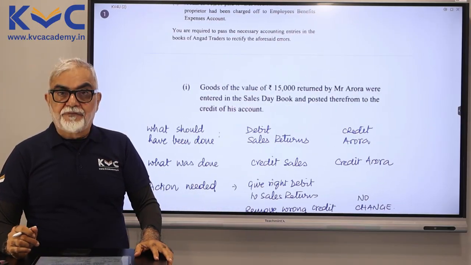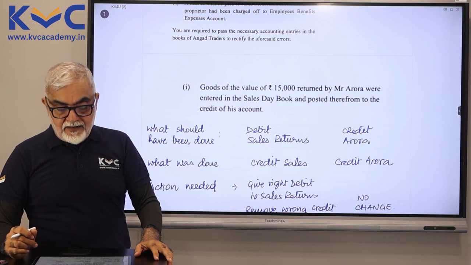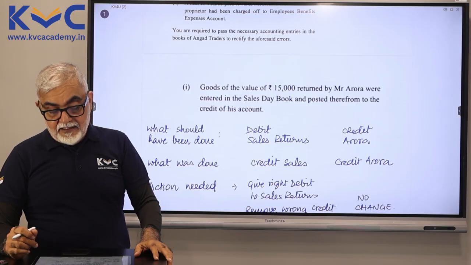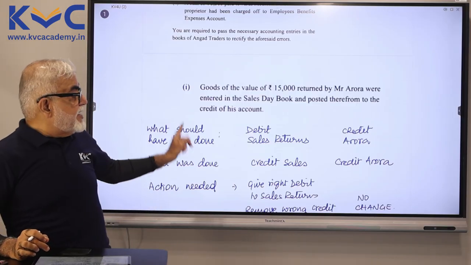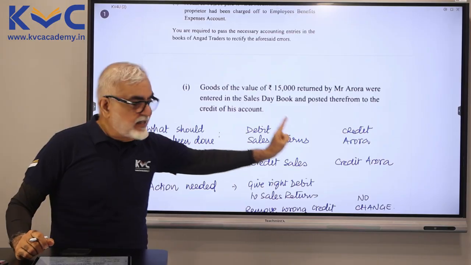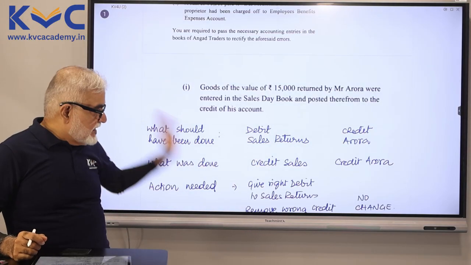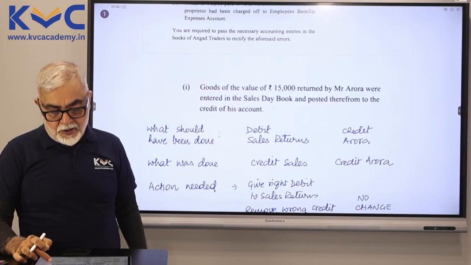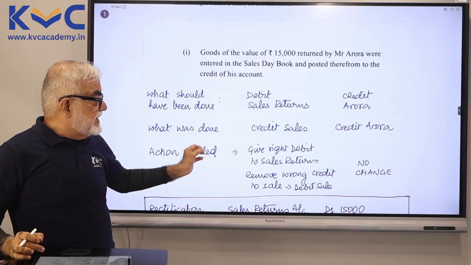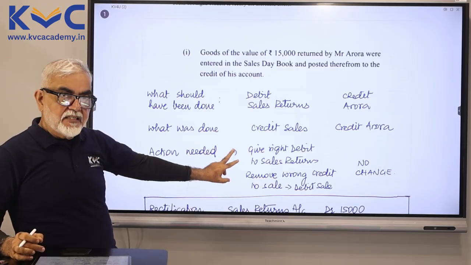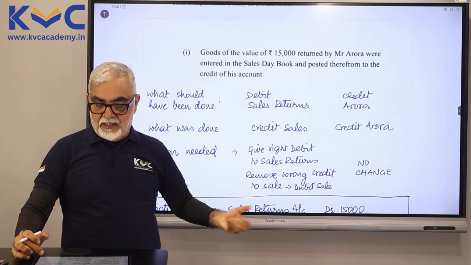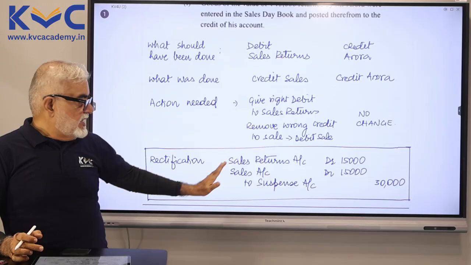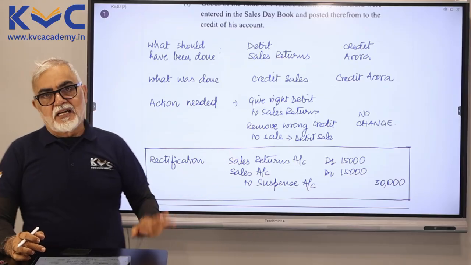Goods of the value of 15,000 returned by Mr. Arora were entered in the sales day book and posted therefore to the credit of Arora's account. What should have been done? I should have debited sales returns and credited Arora. What was done? It was credited to sales. When they entered in the sales day book, they credited sales, they credited Arora. So how do you rectify? We give the right debit to sales returns and remove the wrong credit given to sales. Therefore, the rectification is sales returns account debtor, sales account debtor, to suspense account.